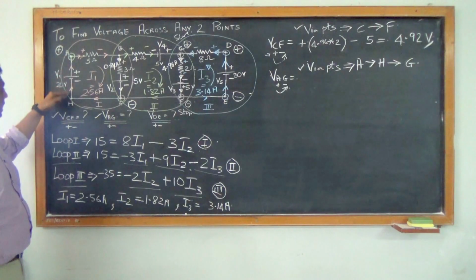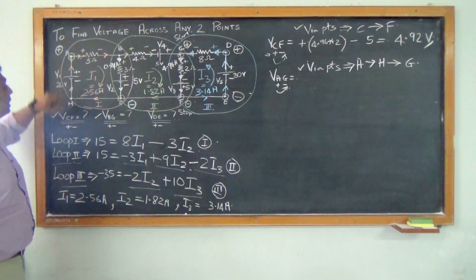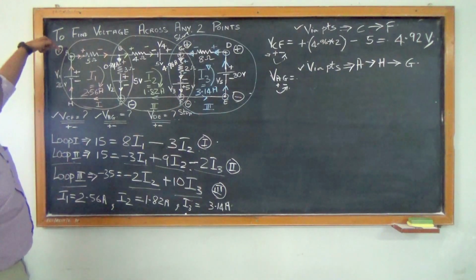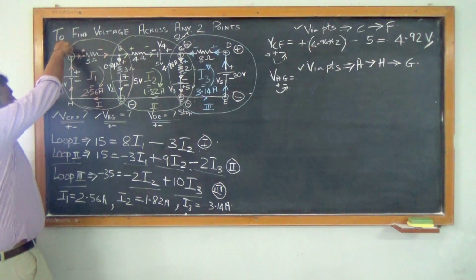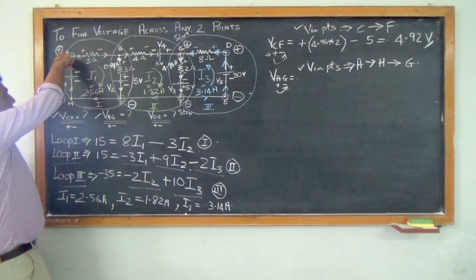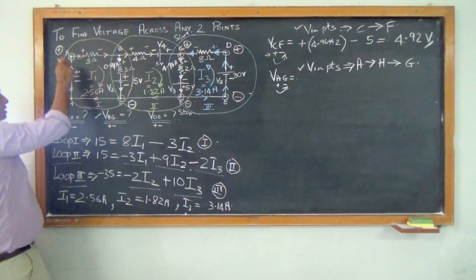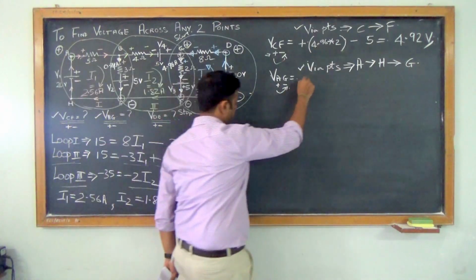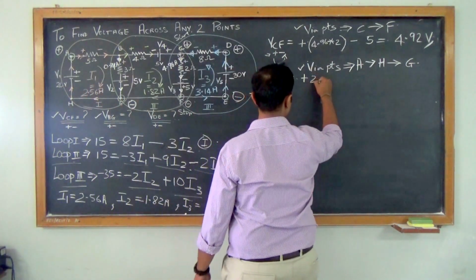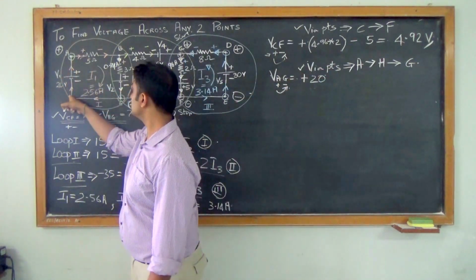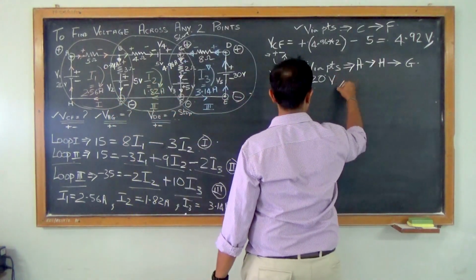Now when I'm moving from A to H and H to G, what is coming in the way? My 20 volts supply. So A is positive. So I'm moving from A. The first terminal it touches is the positive terminal of the V1 voltage source. So again, positive into positive, positive. What is the voltage supply? 20 volts. After that, any resistor voltage is there? No. So it directly ended. So what is my final answer?